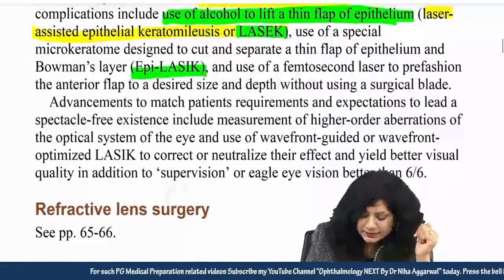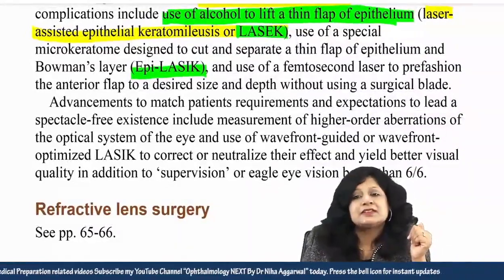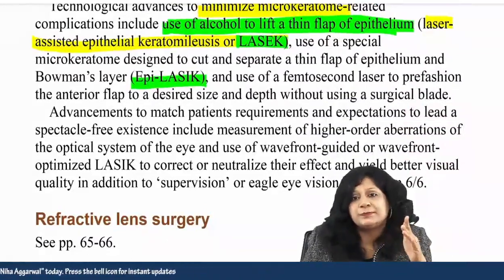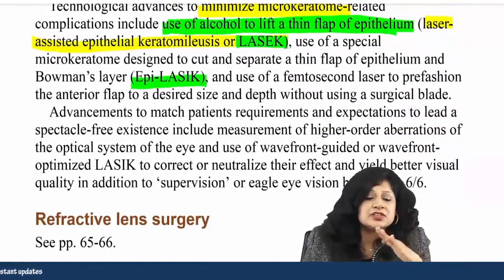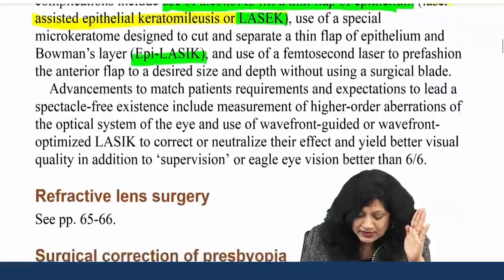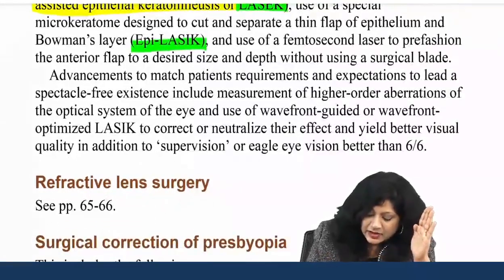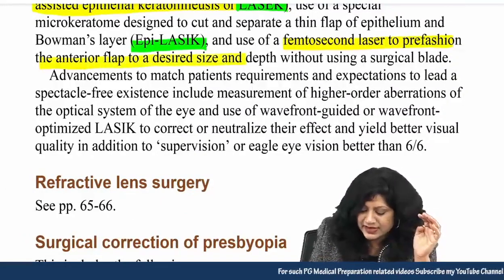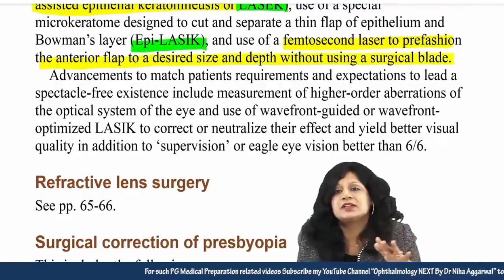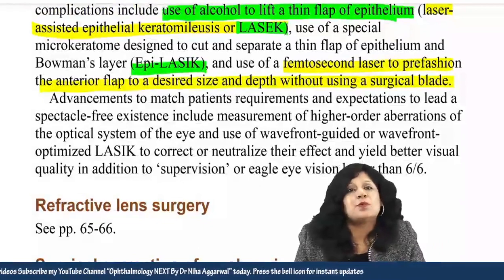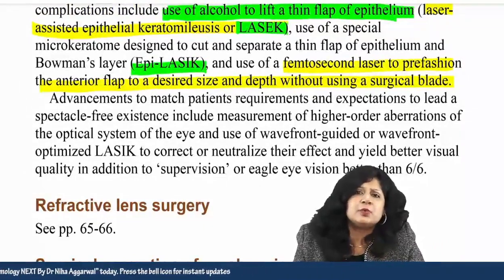Then another is the epi-LASIK. So here we are using a special kind where you are just lifting the epithelium so that you are not touching the Bowman's membrane. That can be done. And then afterwards what we are doing, we are using the femtosecond laser to pre-fashion the anterior flap of the desired size, again without using a surgical blade. So all these things are very, very important, and somehow they are working towards reducing the complications which were occurring in the LASIK.